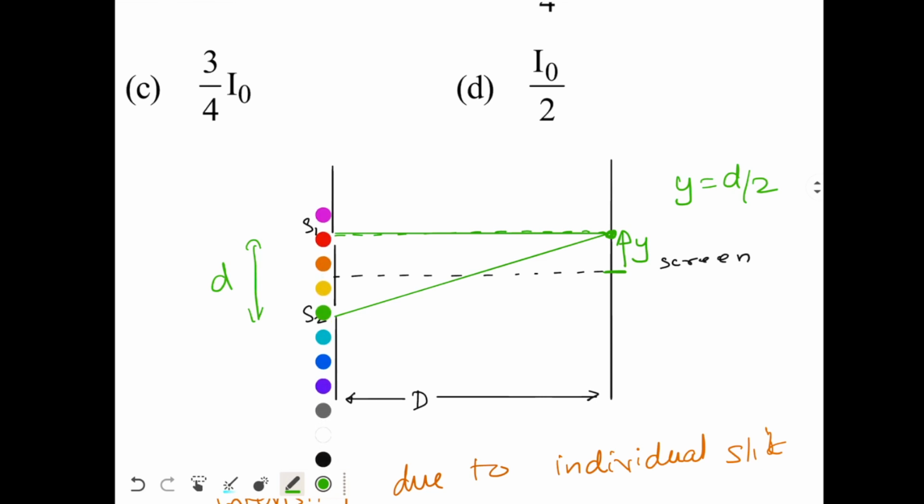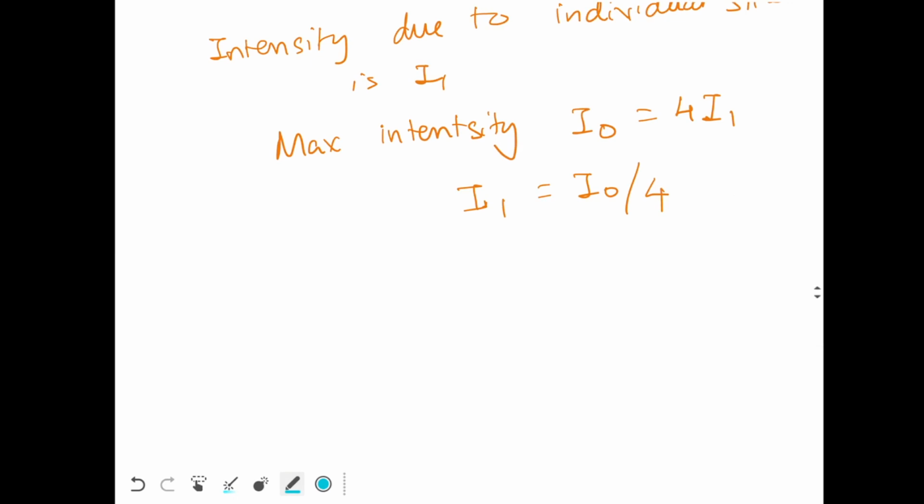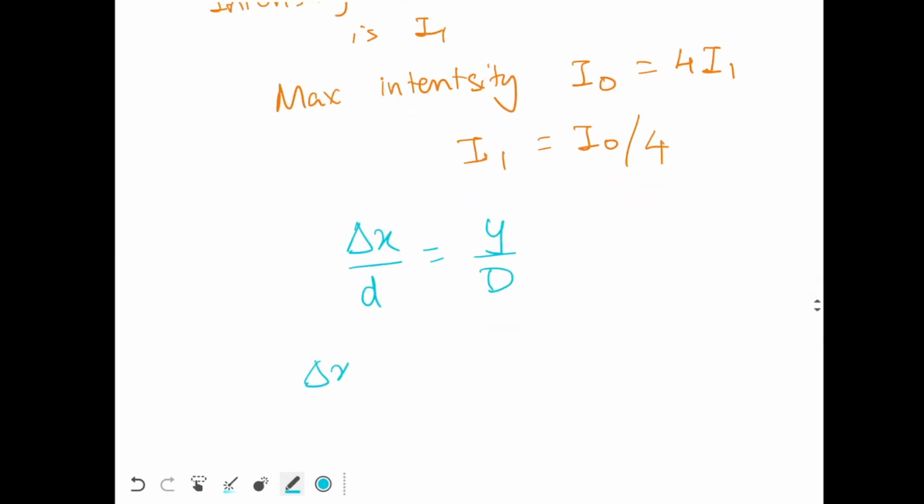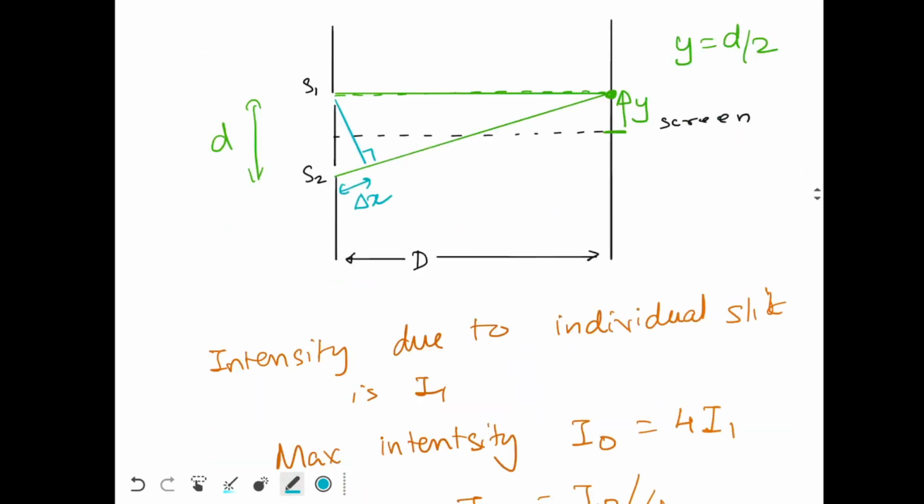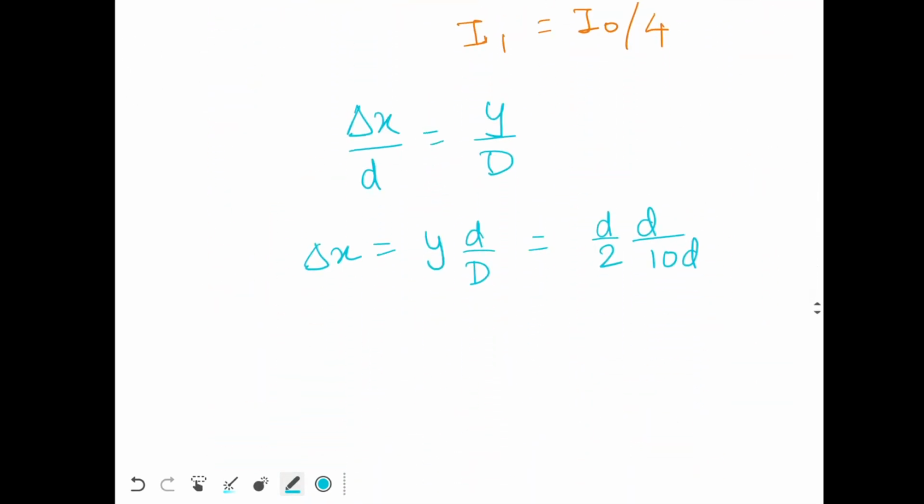All right, then if I drop a perpendicular over here, then this will be delta x, the path difference. So we know that path difference delta x divided by small d equals y by capital D. Okay, so we can find now delta x will be y times small d by capital D. y is equal to small d by 2, into small d, and capital D is what? 10 times small d is given in the question. So this will be equal to d by 20. We found the path difference.